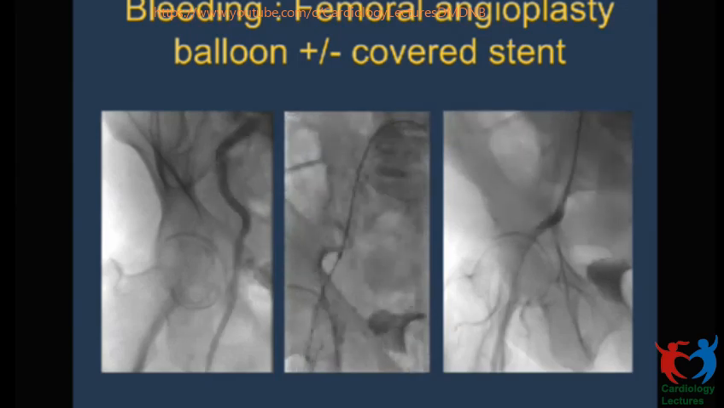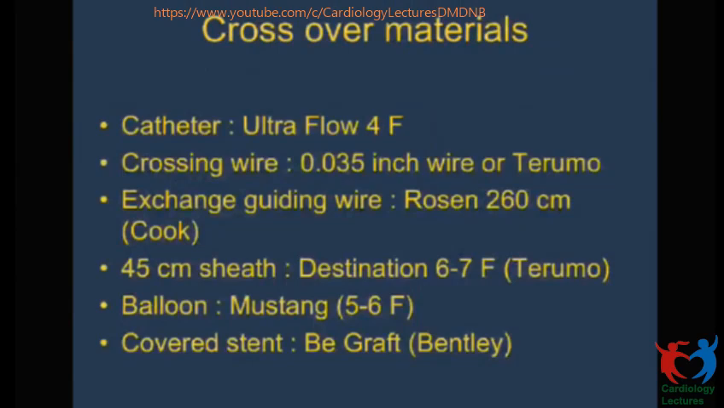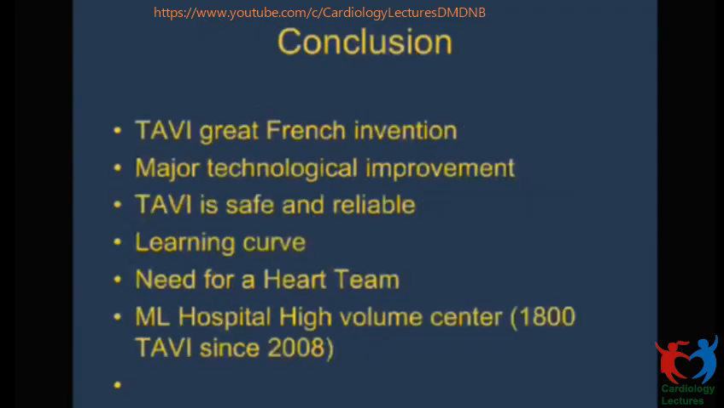Use the crossover material. Well, use always the Ultraflow. It's a 4 French catheter. We cross the wire, either a Terumo or 0.35 inch wire, and we change to the Rosen guiding wire manufactured by Cook. We put a 55 centimeter destination sheath according to the diameter of the stent that you have to use, either a 6 or 7 French sheath. We use the Mustang balloon, and in our cath lab we have the Big Raft from Bentley, which gives us very good results as a covered stent.